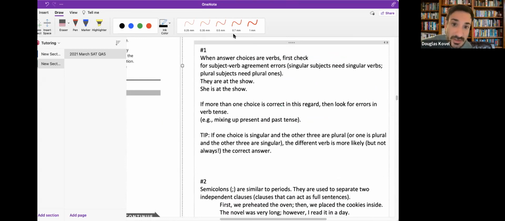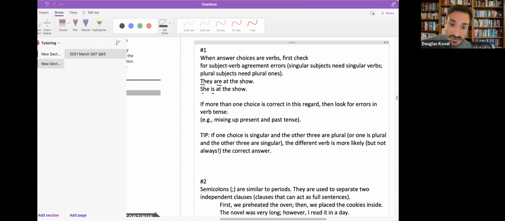So for example, you would say they are at the show, but she is at the show. So in this case, we have plural subject, plural verb, singular subject, singular verb. And then if more than one choice is correct in terms of subject-verb agreement, then you might start looking for other errors. So the next biggest candidate would be verb tense, which would be like mixing up past and present and future, for example. And then other things you would look for after that might potentially be fragments, like using an incomplete verb.